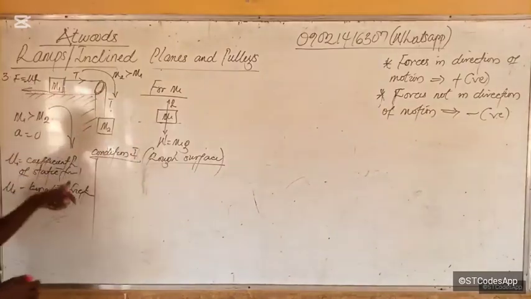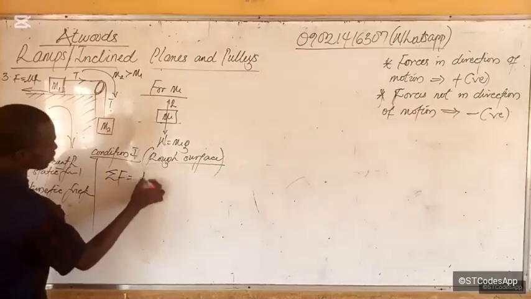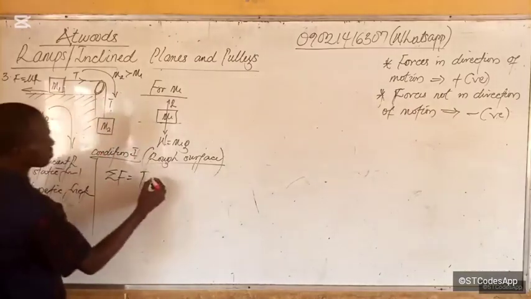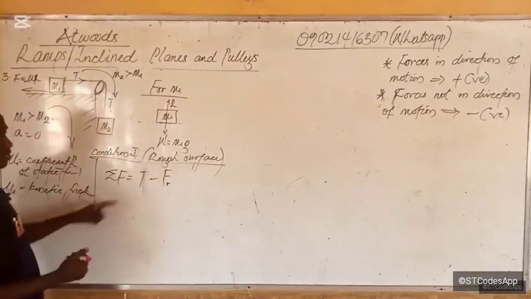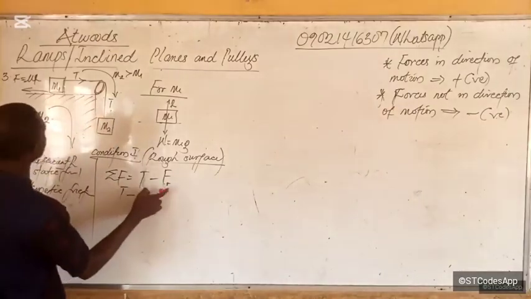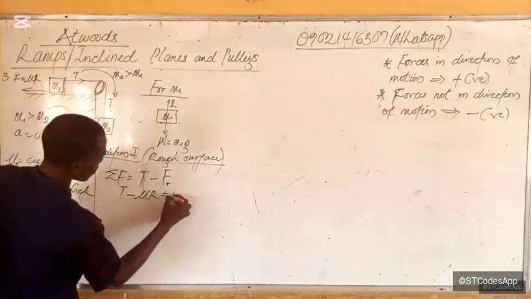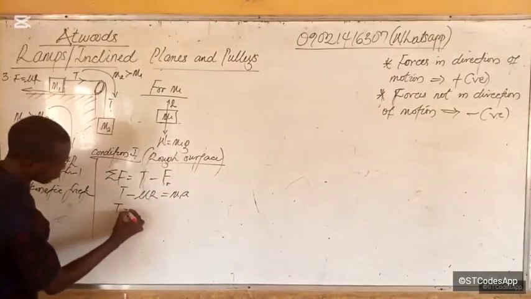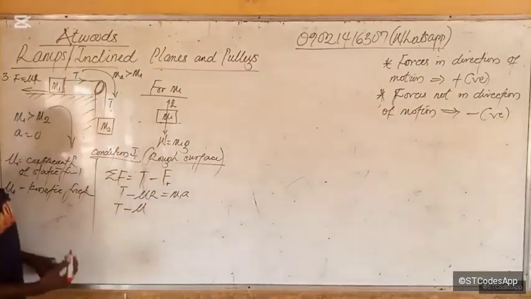So tension, because it's the same string, so the summation of forces here on this guy is going to be tension, which is in the direction of motion, so it will be positive, and F, which is frictional force, or F sub r, which is in the opposite direction of motion. So what we have here will be T minus mu R equals m1a. Does that make sense? So that we have T here with minus mu R. Is that okay? And it doesn't have units.